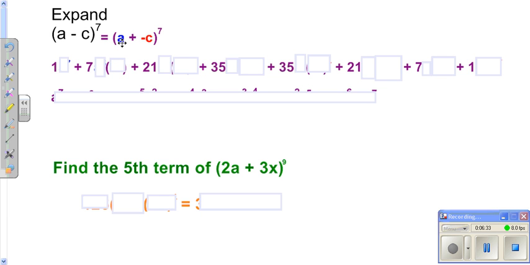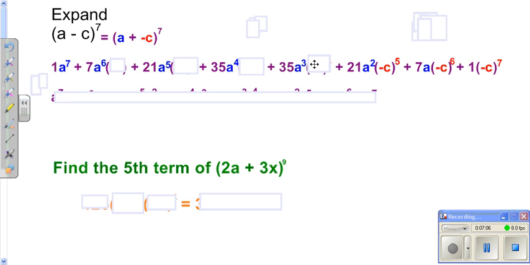Now our a's in the beginning, you're going to start with that a to the exponent, so a to the 7th. Then decrease your exponent by 1 each time: a to the 6th, a to the 5th, a to the 4th, a cubed, a squared, a to the 1st, then there'd be no a. Then here at the end, we have a negative c, that's to the 7th. So you go to the end, you go negative c to the 7th. And then you go backwards, decreasing your exponent by 1. So it'd be a negative c to the 6th, to the 5th, to the 4th, to the 3rd, to the 2nd, and to the 1st.